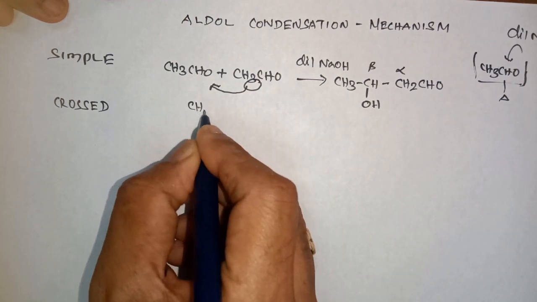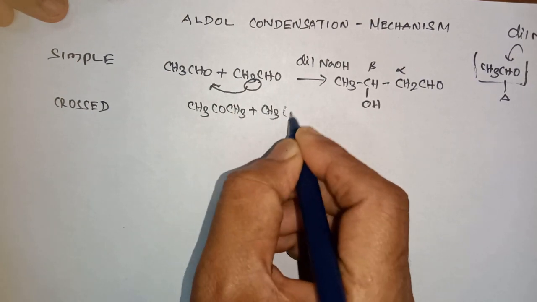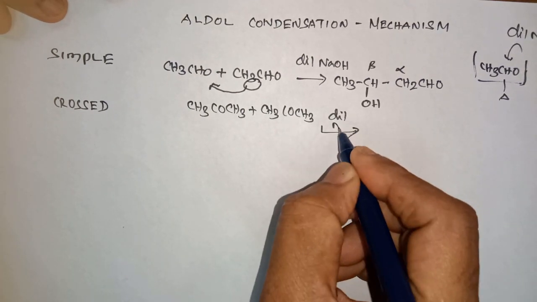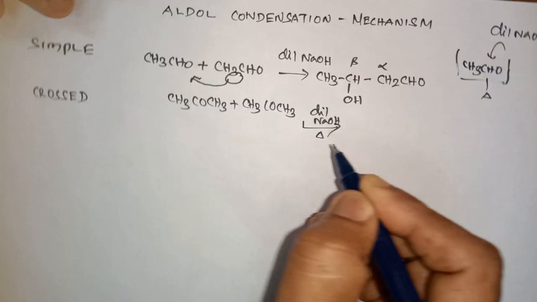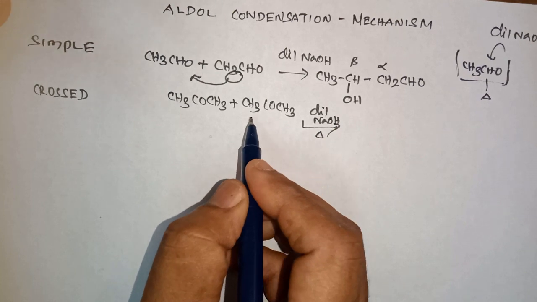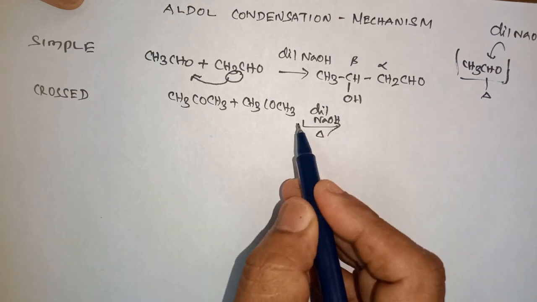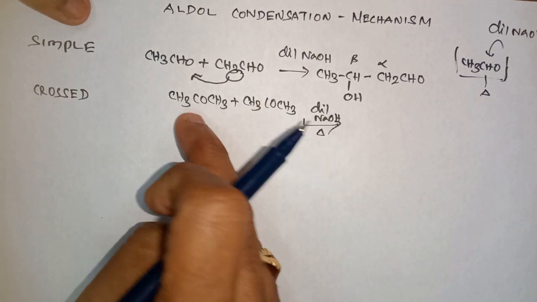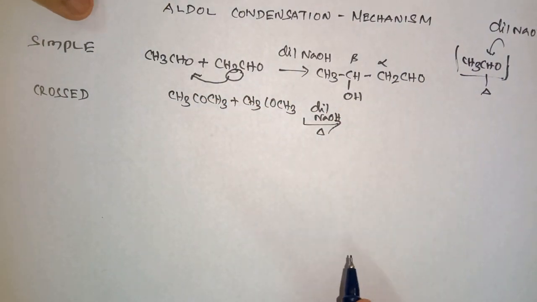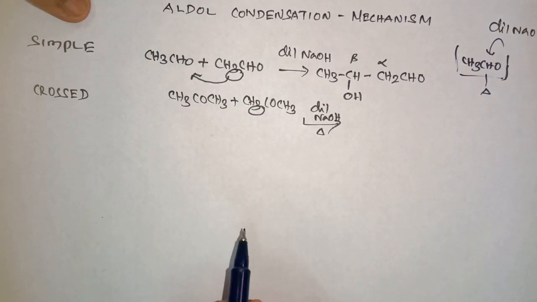Suppose I take acetone CH3COCH3 plus CH3COCH3. It is acetone. Dilute sodium hydroxide, heat it. Then how to carry out the reaction? I take acetone, to this I add dilute sodium hydroxide and heat it. What will happen? Two molecules of acetone react and are converted to a product named aldol. You see how I am going to write this reaction. Alpha hydrogen here.